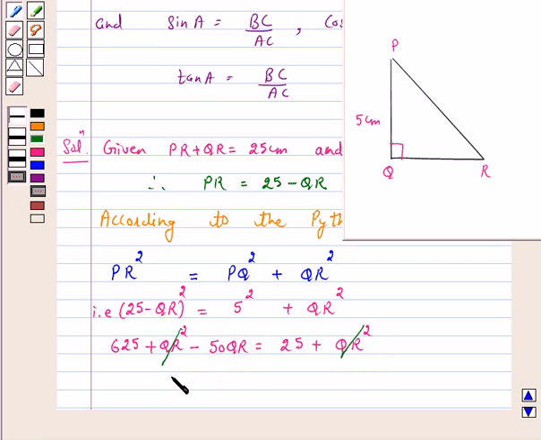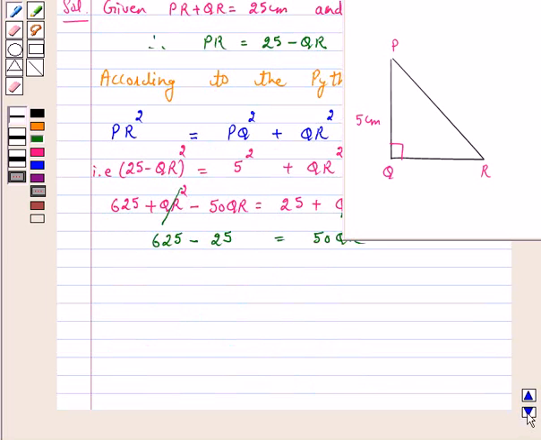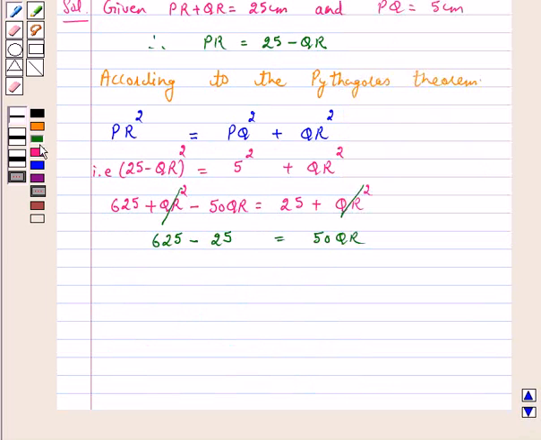So we have 625 minus 25 is equal to 50 QR. So this is equal to 600 is equal to 50 QR. Therefore, QR is equal to 600 upon 50, that is 12. Hence, QR is equal to 12 cm.